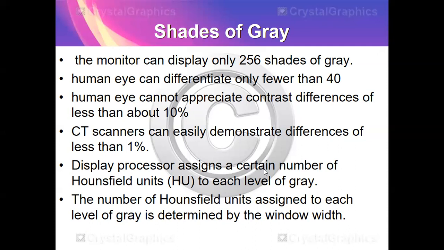So the number display processor assigns a certain number of Hounsfield units or CT number to each level of gray. So yung monitor natin, as I mentioned, can display up to 256 shades of gray, and then gray levels sa monitor is assigned a specific Hounsfield unit. The number of Hounsfield units or CT numbers assigned to each level of gray is determined by the window width. So I will discuss in a while the difference between the window width and the window level.